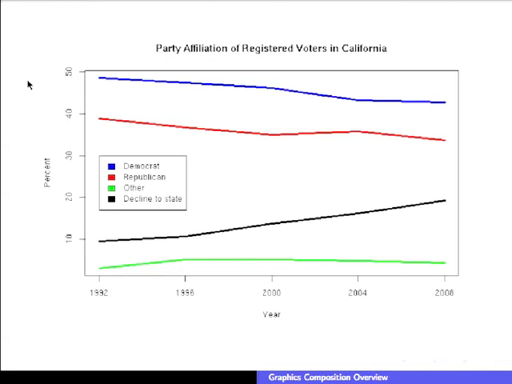So that's a very different impression of what's going on in the state of California than that bar chart. And hopefully you'll think this one's far more representative of what is going on in the state in terms of voter registration and party affiliation.